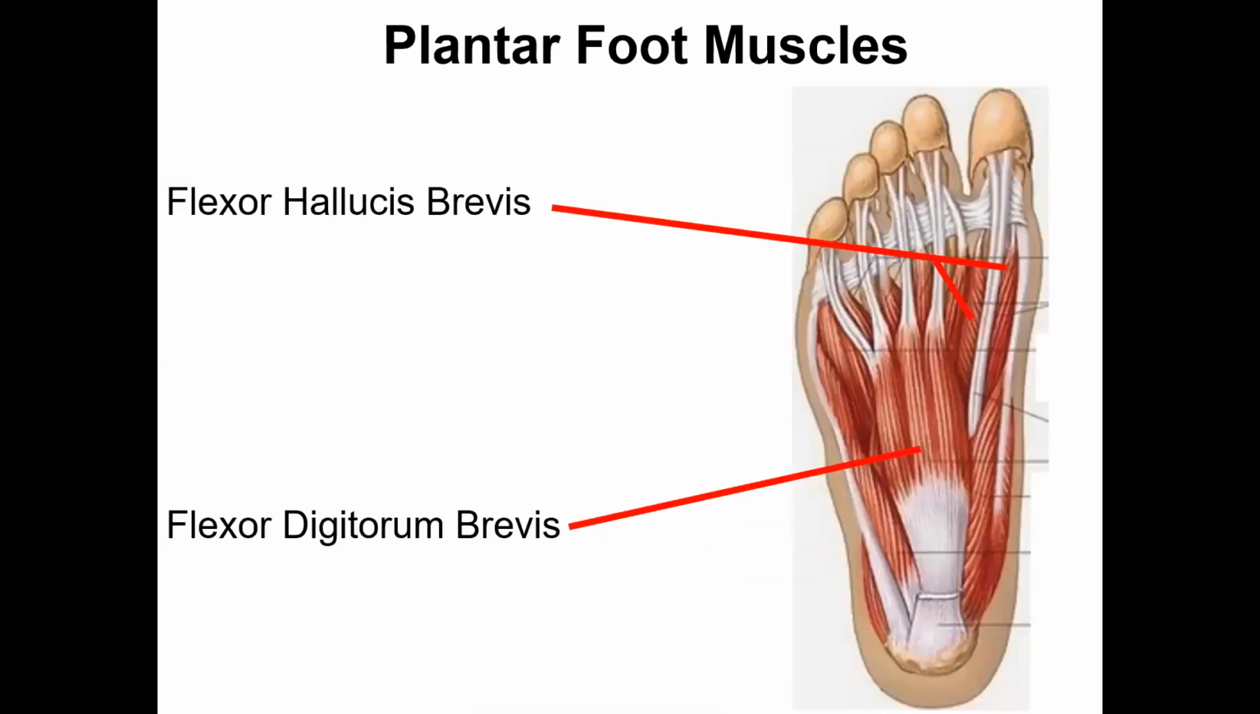Likewise, on the plantar surface of the foot, we've got the flexor hallucis brevis, which flexes the great toe, and we've got the flexor digitorum brevis, which flexes the other digits. And again, these are going to be the short versions of these muscles. We also saw the longer version of these muscles in the posterior compartment of the leg.